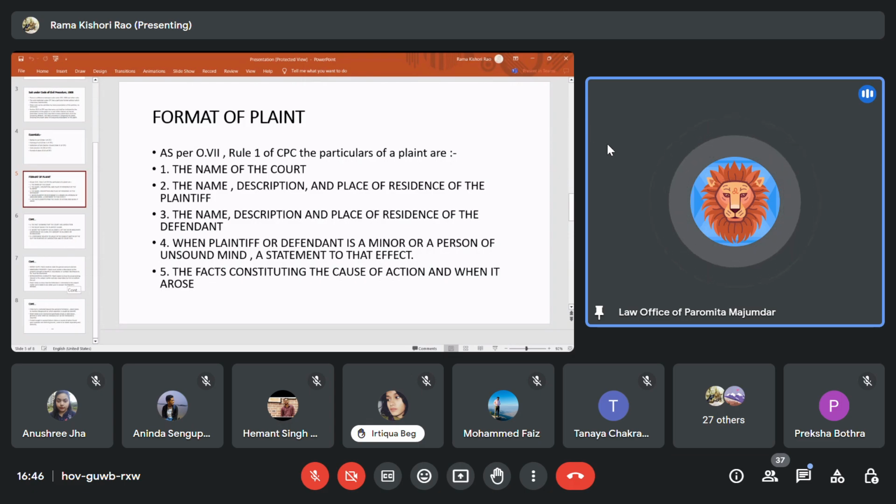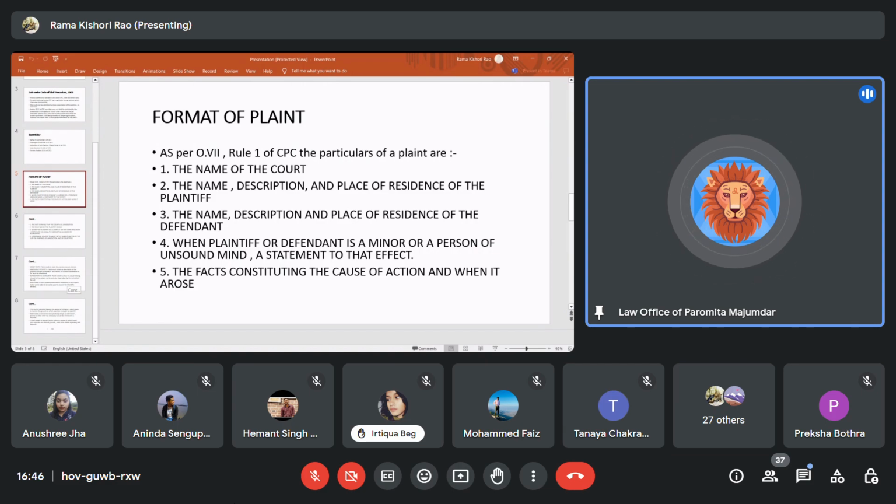For example, if some incident took place in 2012 and some incident took place in 2017, you can't write the incident which took place in 2017 before 2012. You have to go in a chronological manner so that the one who reads the plaint understands it thoroughly and can easily connect the dots. So that is very important.